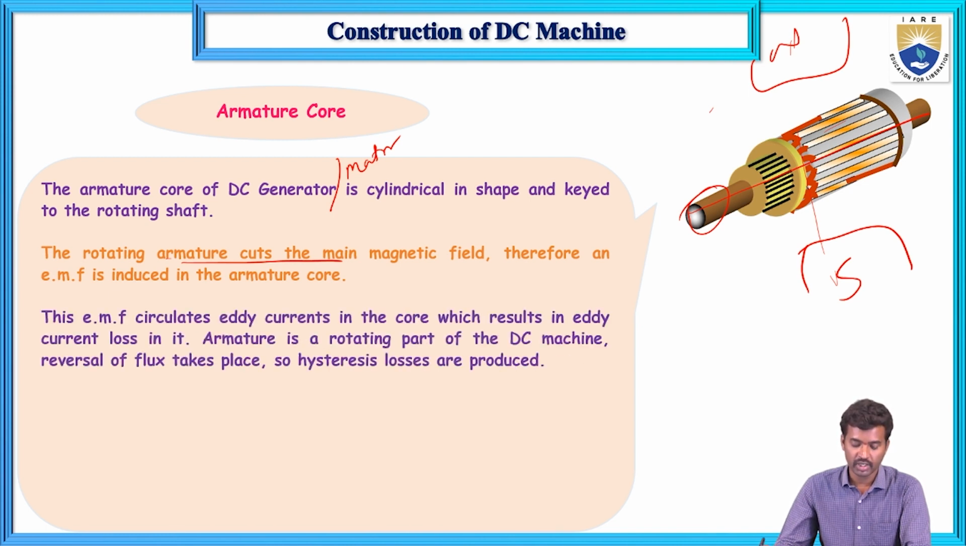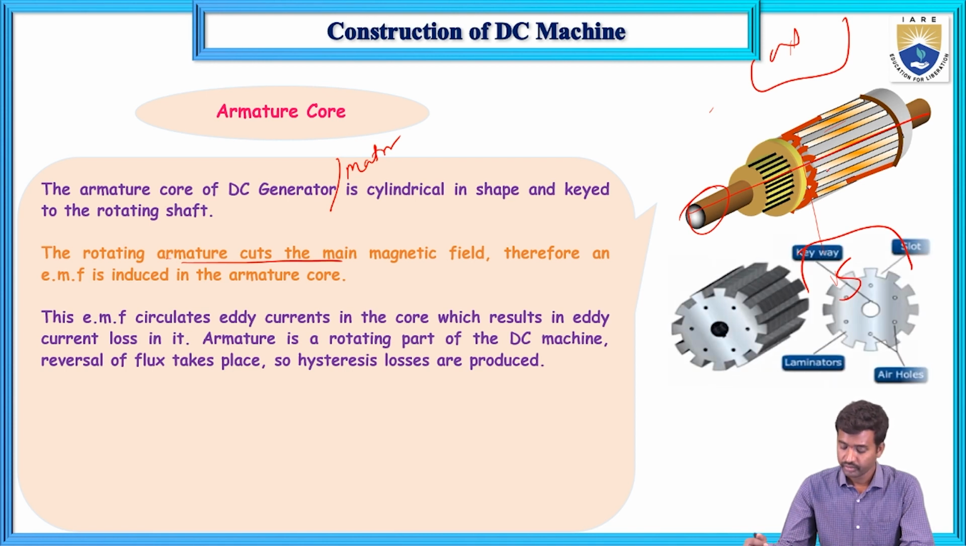That induced EMF circulates eddy currents in the core, so eddy current losses are produced. The armature is the rotating part of the DC machine, and reversal of flux takes place, so hysteresis losses are produced. There are two types of losses: hysteresis losses and eddy current losses. To reduce the hysteresis losses, we use steel material, and to reduce the eddy current losses, we use laminated construction. This core has laminated construction.